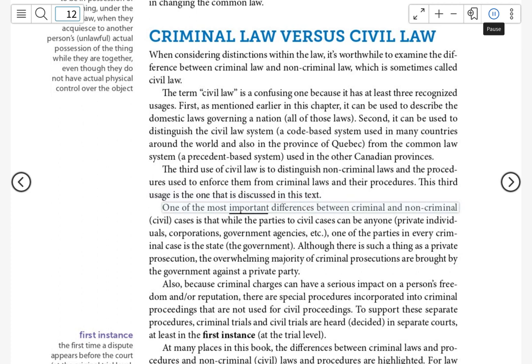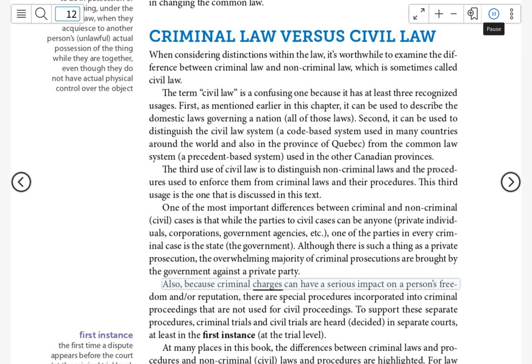One of the most important differences between criminal and non-criminal civil cases is that while the parties to civil cases can be anyone, private individuals, corporations, government agencies, etc., one of the parties in every criminal case is the state, the government. Although there is such a thing as a private prosecution, the overwhelming majority of criminal prosecutions are brought by the government against a private party.